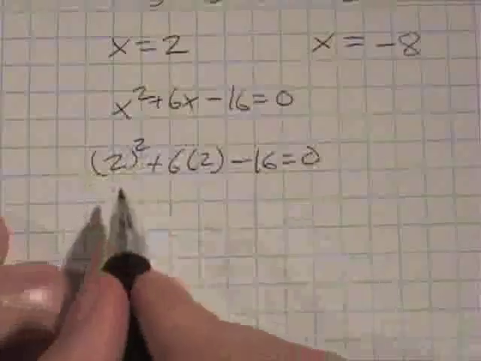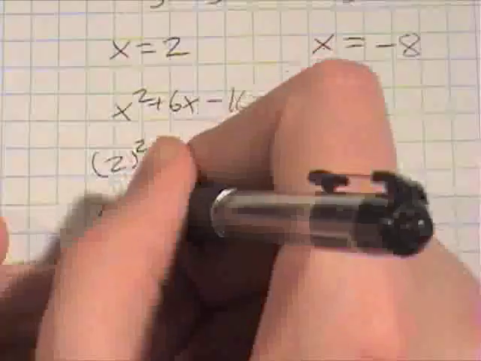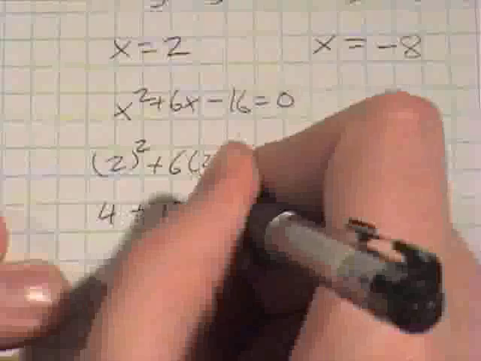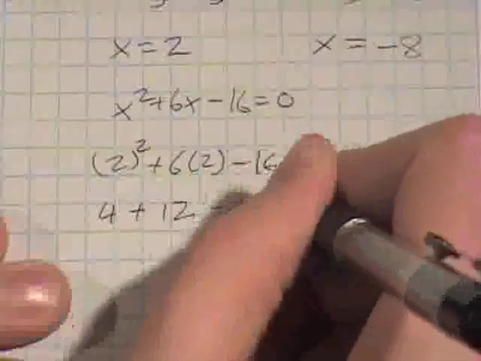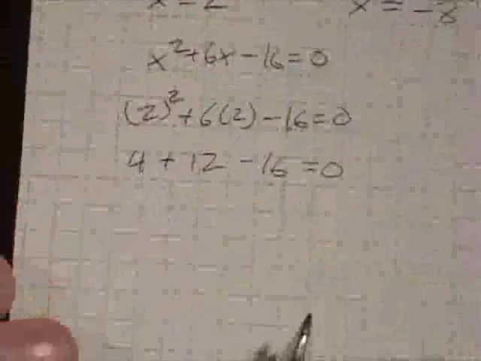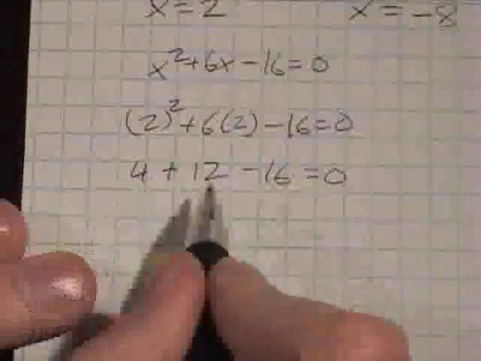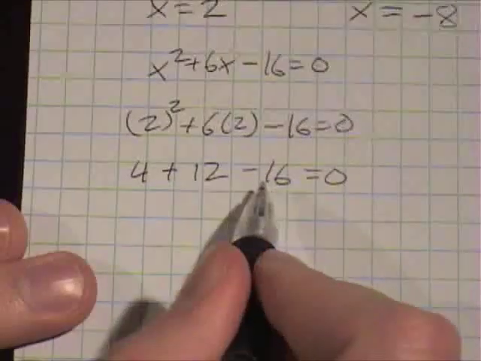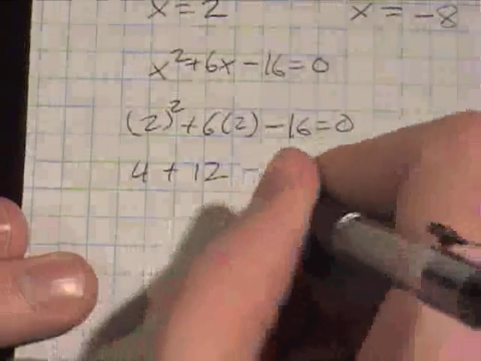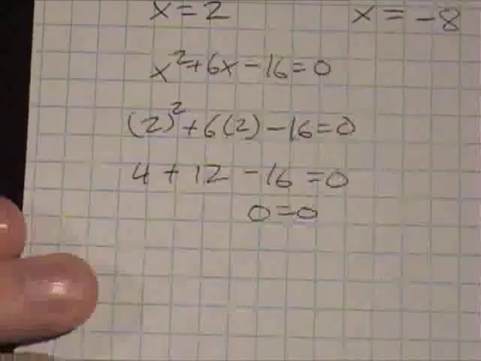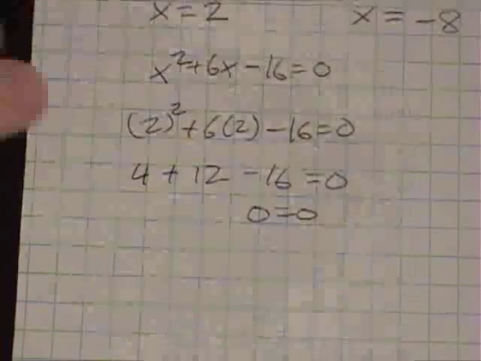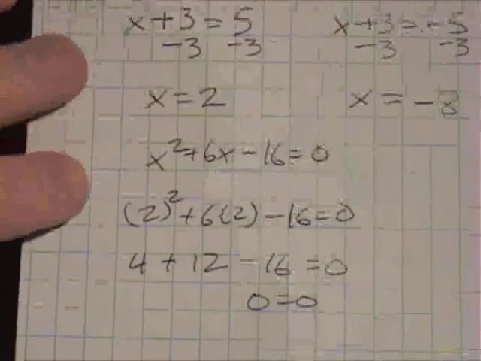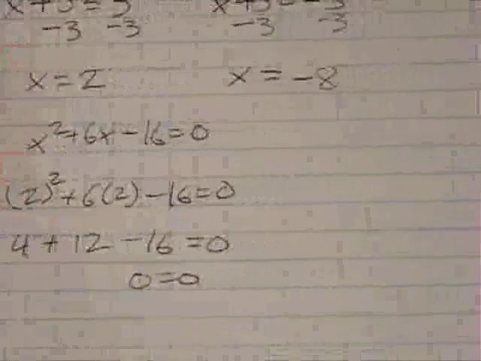2 times 2 is 4 plus, 6 times 2 is 12, minus 16 equals 0. Here, 4 plus 12 is 16, we know that. Subtract 16 from 16 and you get 0 equals 0. So that checks out. That holds true. So that is a possible solution. x equals 2. That's one solution. Let's try the other one.